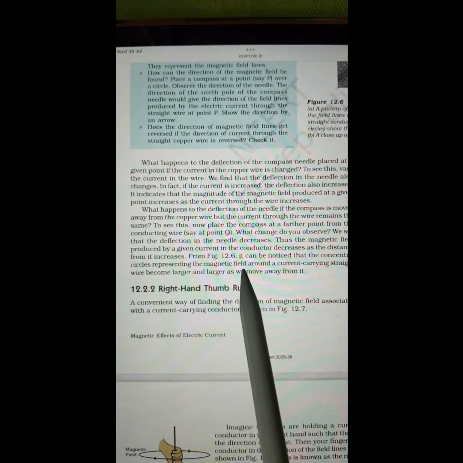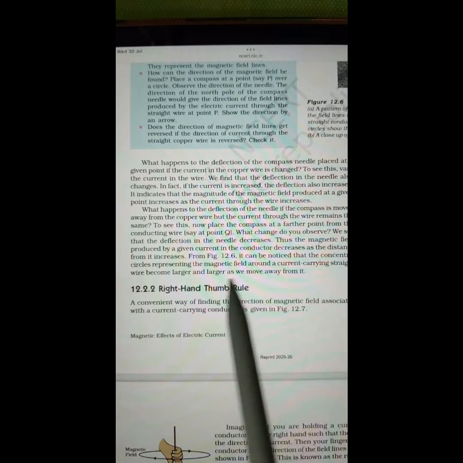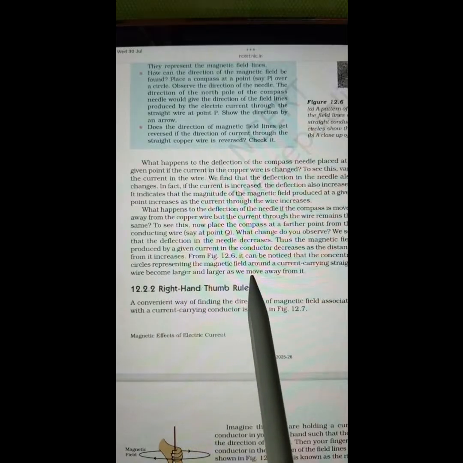From figure 12.6, it can be noticed that the concentric circles representing the magnetic field around a current carrying straight wire become larger and larger as we move away from it.